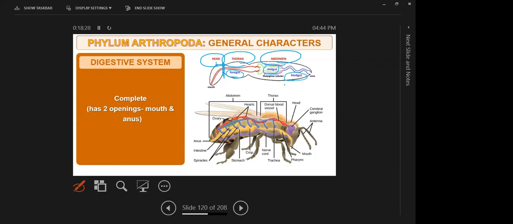And for the first time, tubules are present in the excretory system, and they are called Malpighian tubules. We have nephron tubules, the same way. So these are all advanced body designs.